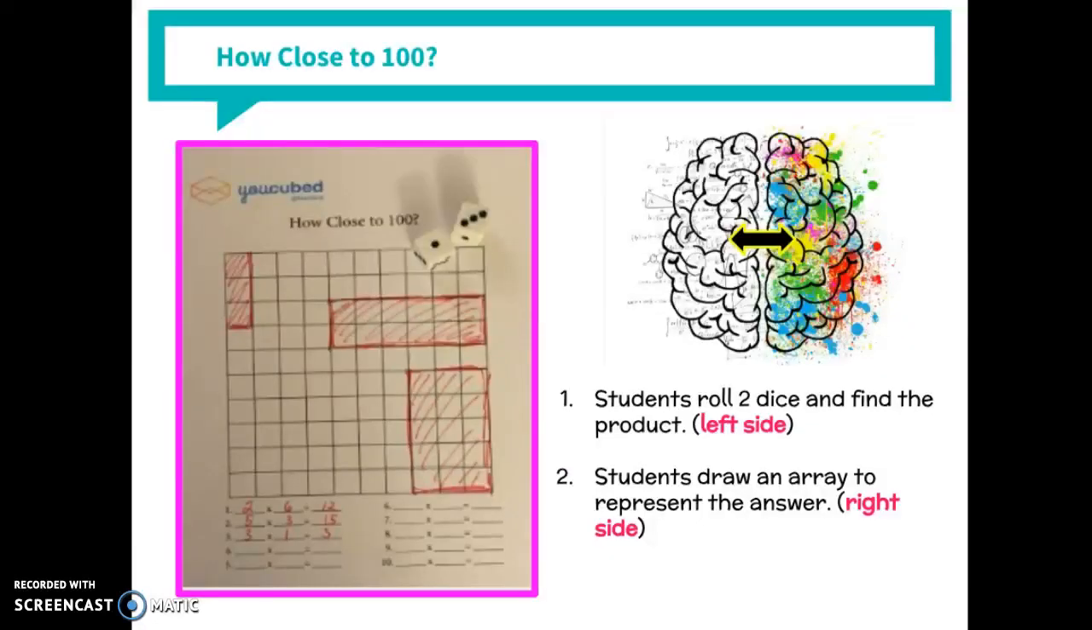This is a great example of how that works. In this activity, students roll 2 dice and find the product. This analyzing of the numbers is using the left side of the brain. Then, students draw an array to represent the answer. They are now using the right side of their brain by visualizing how the answer looks, or how the array looks, and using their spatial reasoning to put it on their paper.